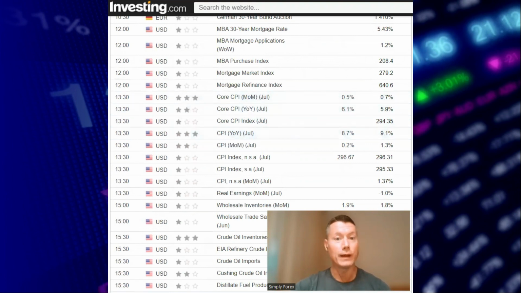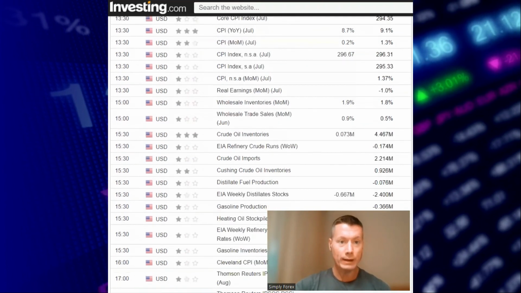So these are inflation figures, guys. And as you know, the whole world's eyes are on inflation at the moment because everything's out of control. So these two pieces of news, both coming out at half one, could really move any US dollar pair.